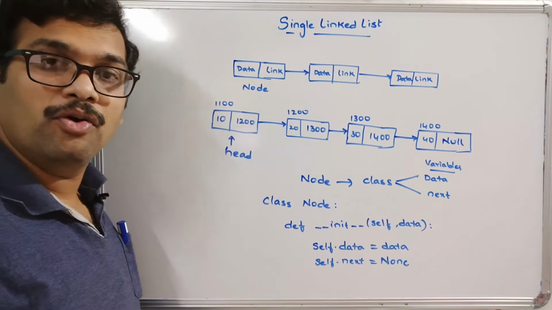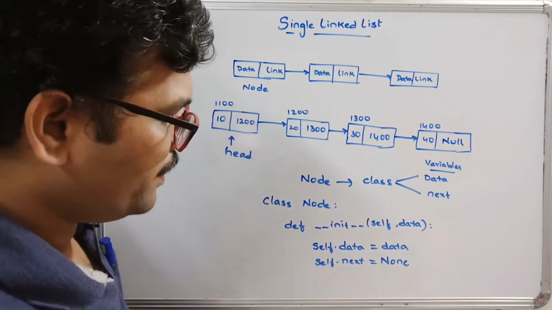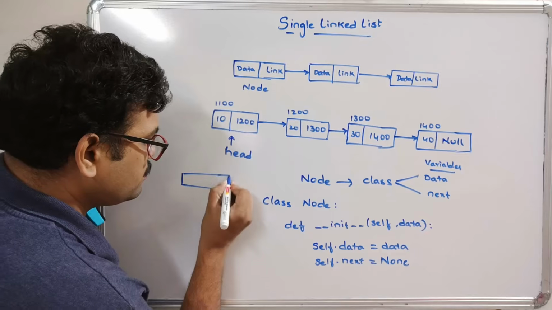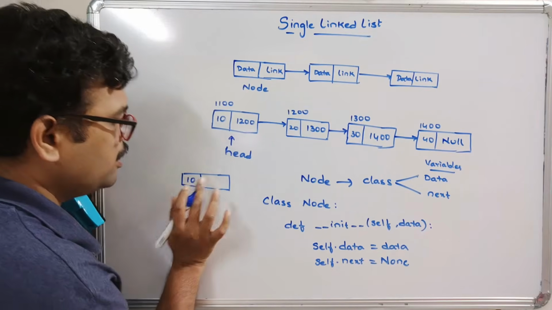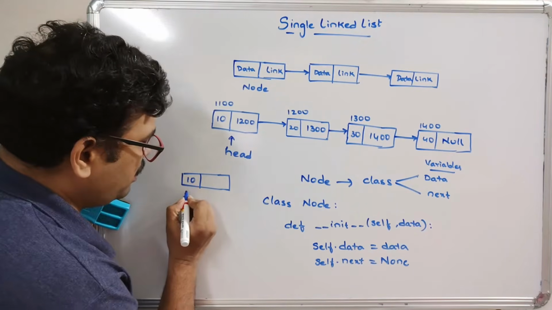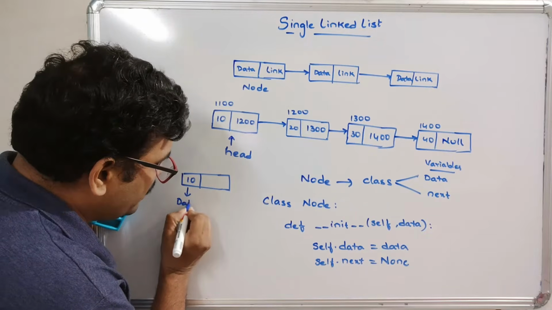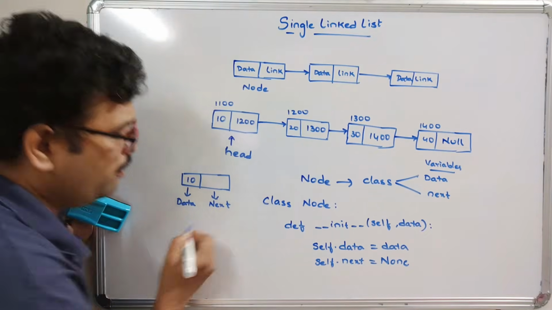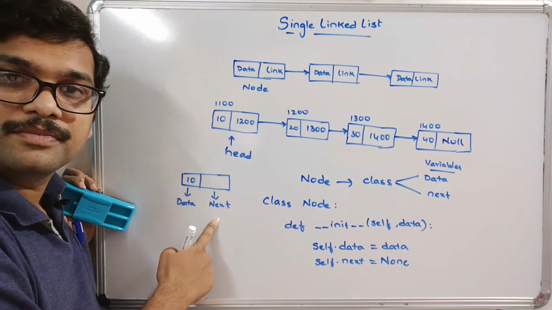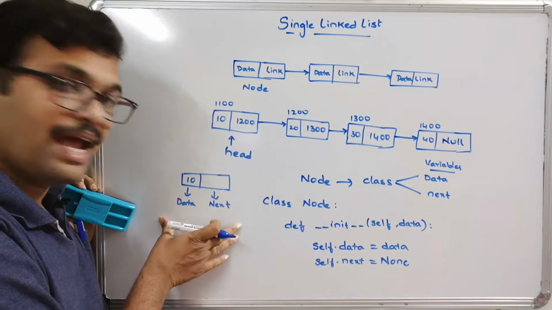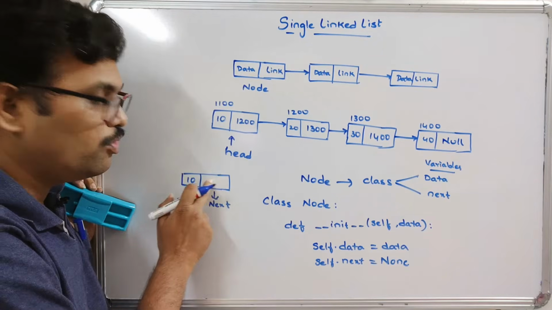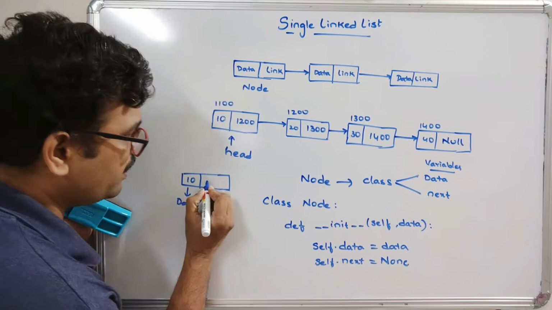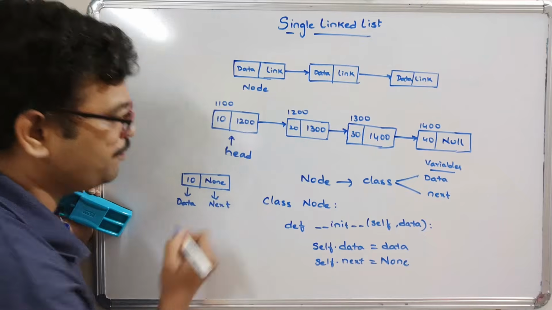Because if you are creating a node, if it is the first node, say this is the first node, 10, what about this address? This is nothing but data, and this is the next. For the first node, what about the next? Here the linked list has only one node, that means there will be no data in the next, that means we are not linking with any other node. That's why here we'll have None.